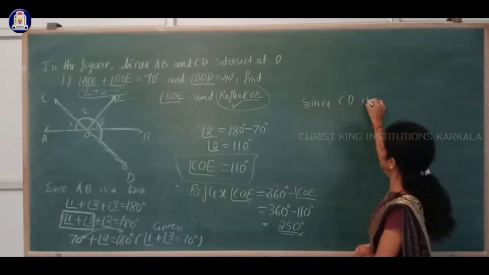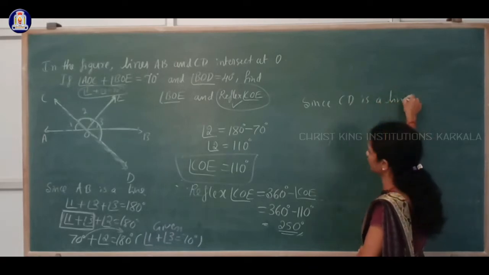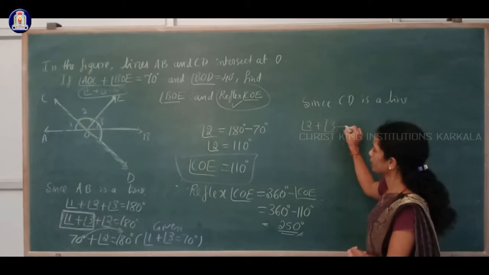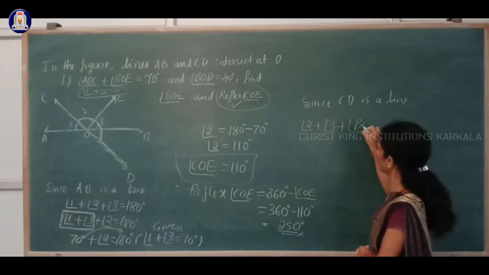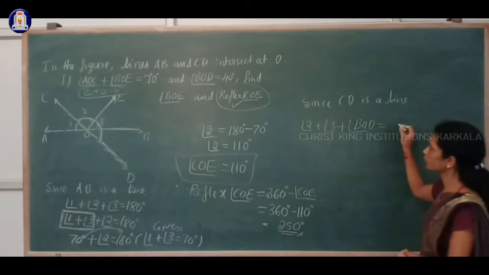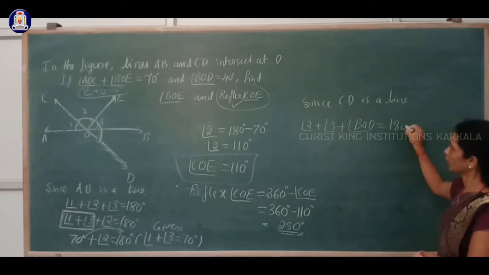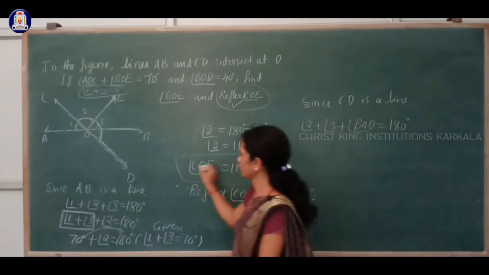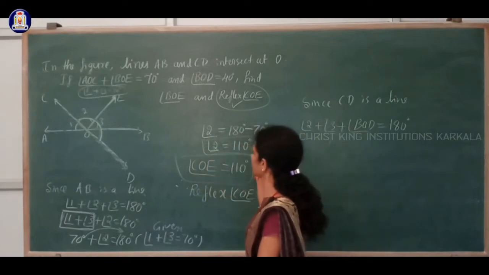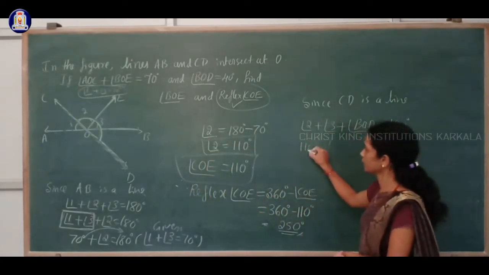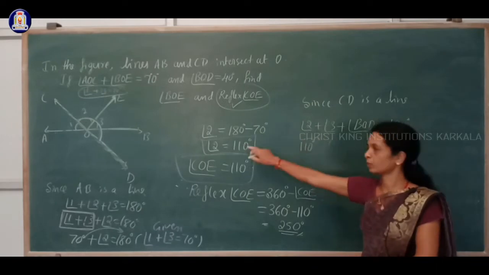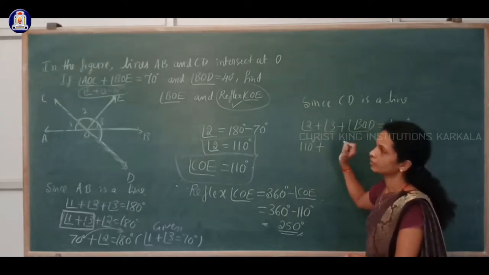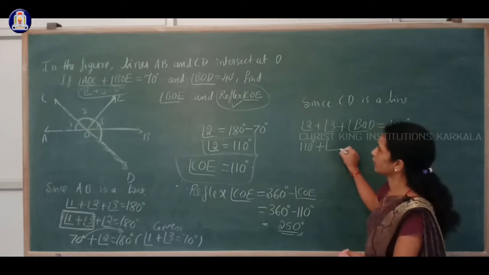Since CD is a line, what can we write? Angle 2 plus angle 3 plus angle BOD is equal to how much degree? That is equal to 180 degrees. You know angle COE, that is angle 2 here, is 110 degrees. So use that: angle 2 plus 110 degrees plus angle 3, where we have to find angle BOE.